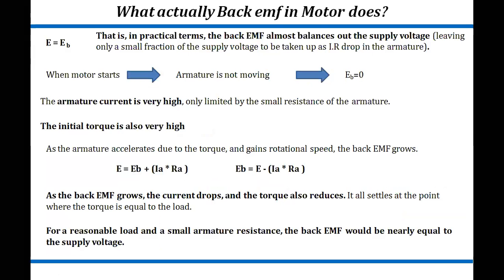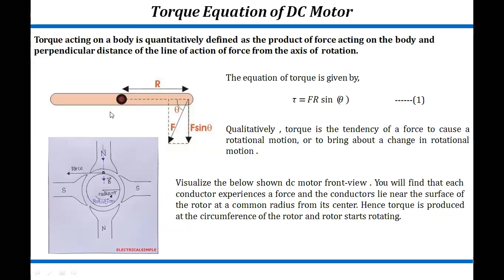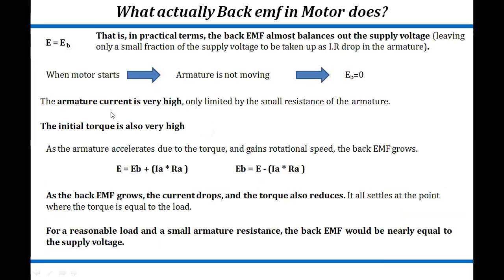But what we are saying here is, when we start the motor, if the armature is not moving, the value of back EMF will be 0. So the armature current will become very high, only limited by the small resistance of the armature. So we can take the initial torque as high. When we apply KVL, we get the equation E equal to EB plus IA RA. You can rearrange that equation in terms of EB, so your equation will become EB equal to E minus IA RA.